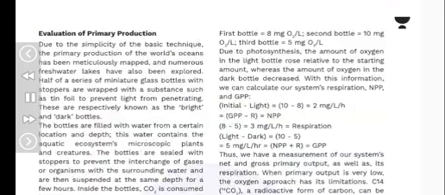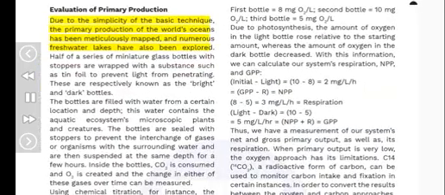Evaluation of primary production. Due to the simplicity of the basic technique, the primary production of the world's oceans has been meticulously mapped, and numerous freshwater lakes have also been explored. Half of a series of miniature glass bottles with stoppers are wrapped with a substance such as tinfoil to prevent light from penetrating. These are respectively known as the bright and dark bottles. The bottles are filled with water from a certain location and depth. This water contains the aquatic ecosystem's microscopic plants and creatures.